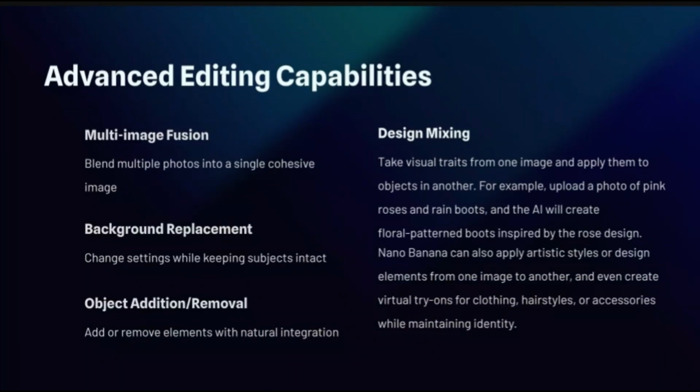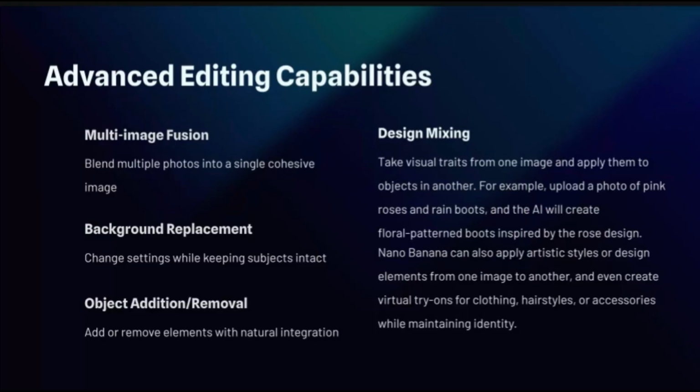First one is about character consistency. The tool preserves identity and likeness across multiple edits with unprecedented precision. Then you can do multi-turn editing. What does that mean? You can make a sequence of changes to the same image without losing your previous edits, allowing for iterative refinement. Then you can do multi-image fusion, which means seamlessly blend multiple photos into a single cohesive image. Background replacement, meaning change a photo's setting while keeping the subject completely intact. You can add or remove elements and the tool will integrate them naturally into the image.